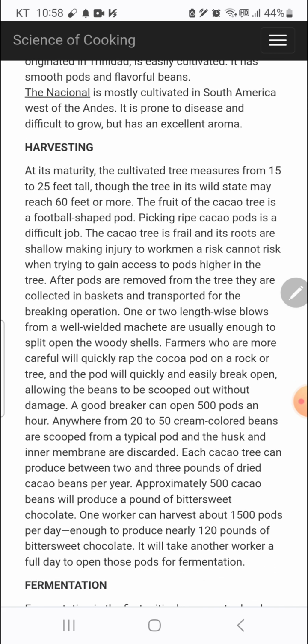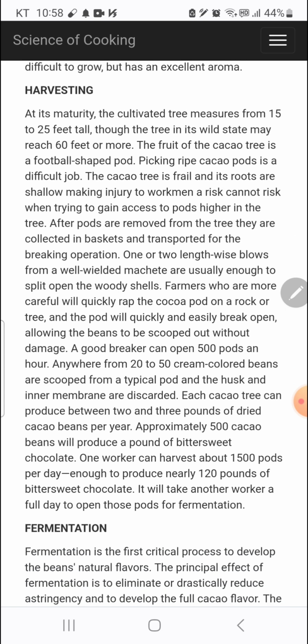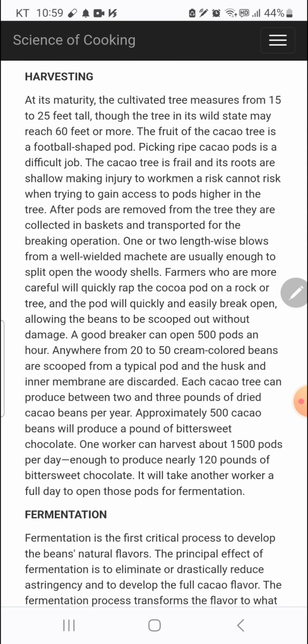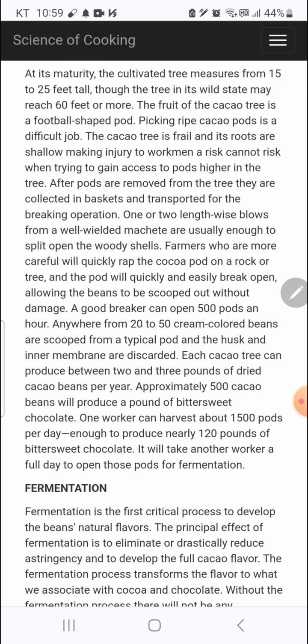Harvesting. At its maturity, the cultivated tree measures from 15 to 25 feet tall, though the tree in its wild state may reach 60 feet or more. The fruit of the cacao tree is a football-shaped pod. Picking ripe cacao pods is a difficult job. The cacao tree is frail and its roots are shallow, making injury to workmen a risk.